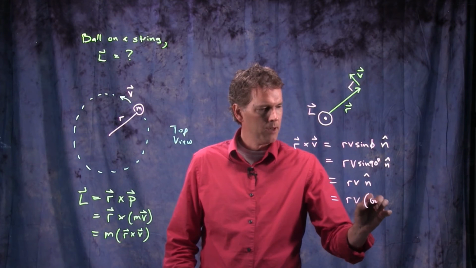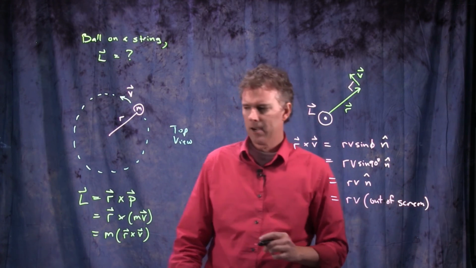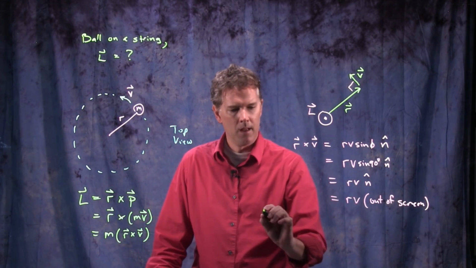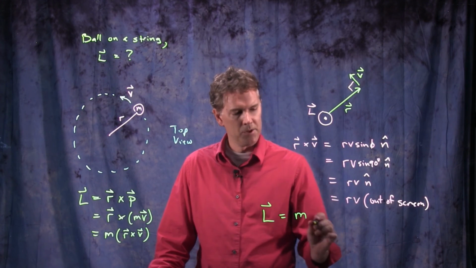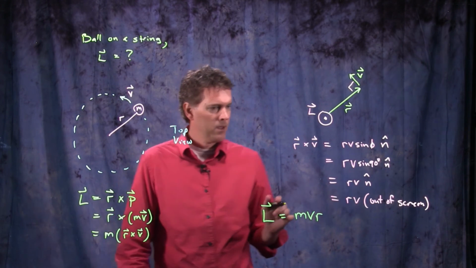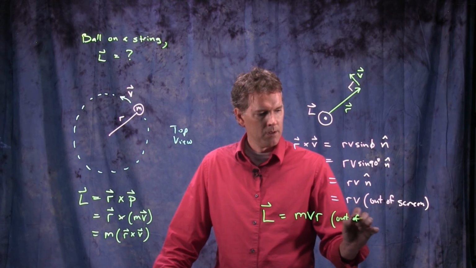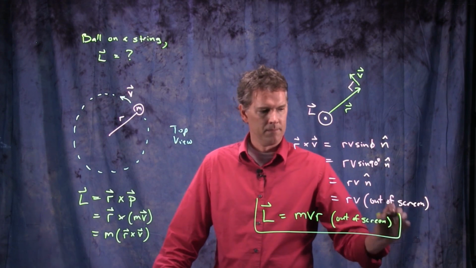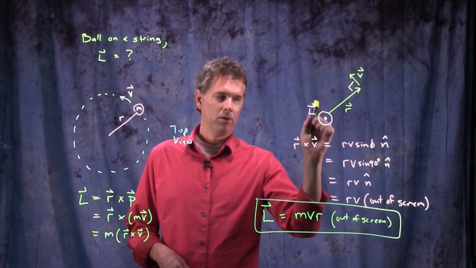And so we can put it all together now to calculate L for this ball on a string. L is equal to m, I'm going to change the order just slightly, times v times r, and the direction is out of the screen. Okay, that's the angular momentum for a particle on a string.